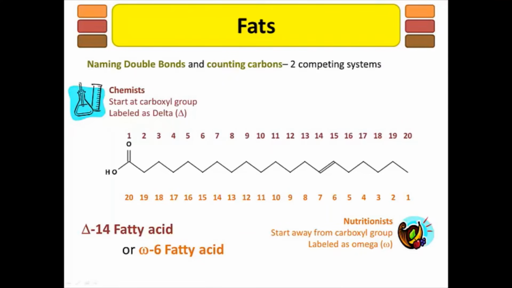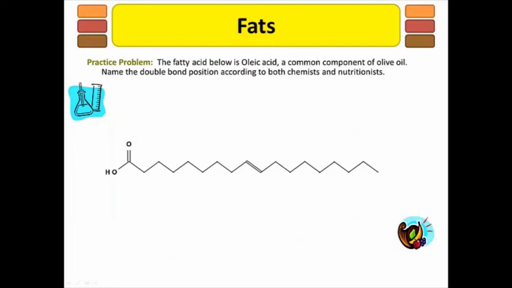In recent years, omega-3 and omega-6 fatty acids have received a lot of attention for their health benefits. The omega nomenclature was used because the reports were made by nutritionists. If chemists had made the initial reports, we would be using the delta nomenclature.